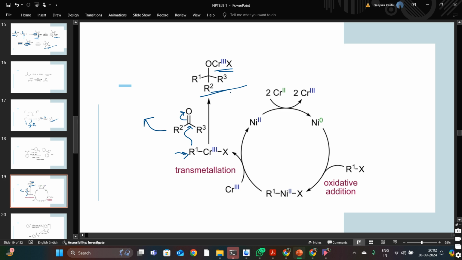After this we carry out the workup like we saw in the previous two questions, where the workup step is going to introduce water to this oxygen chromium bond containing intermediate product to break the oxygen chromium bond, and you will get your desired alcohol, R1 or R2, R3 here, and here you will have the hydroxy group.